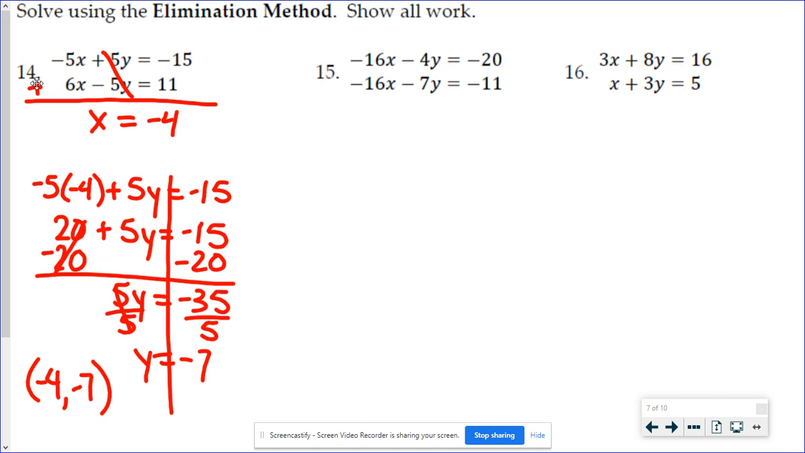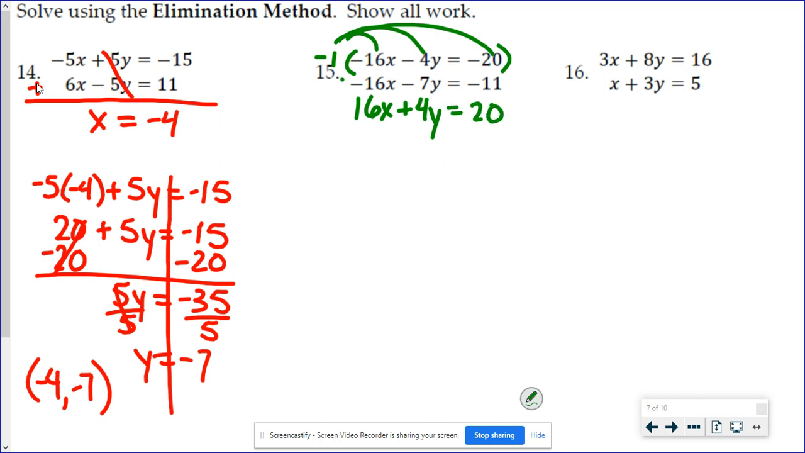And you can absolutely go ahead and show a distribution of -1. So for instance, in that top equation, if I wanted to multiply this by a -1, I can distribute that. I'll do that, but then I'm going to change it to the easier way that I like to do this. So that would be a +16x, and -1 times -4y would be +4y, and then -1 times -20 is +20. And then I could just add these two equations together.